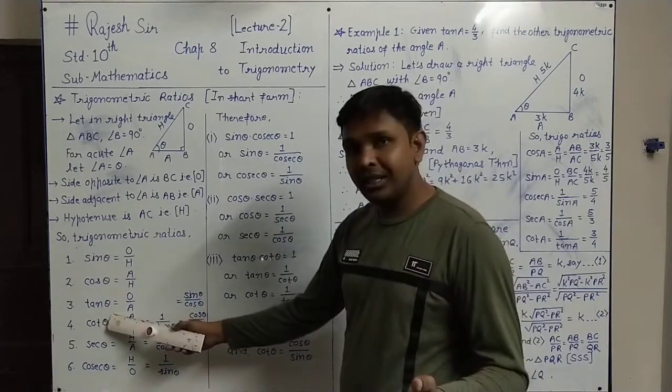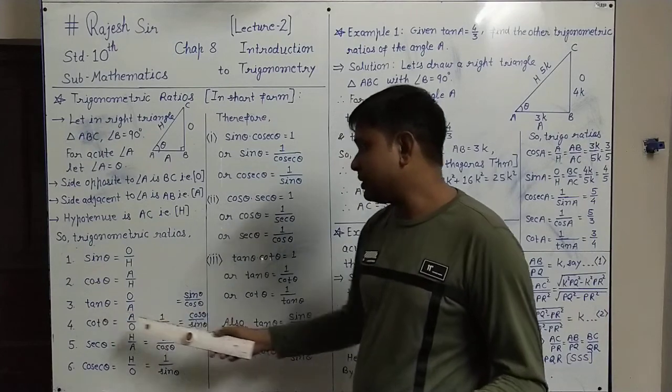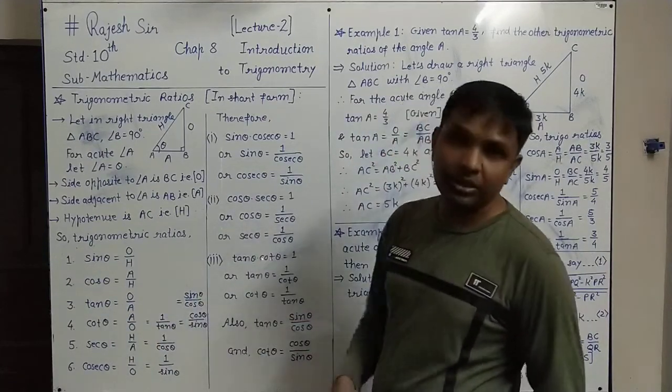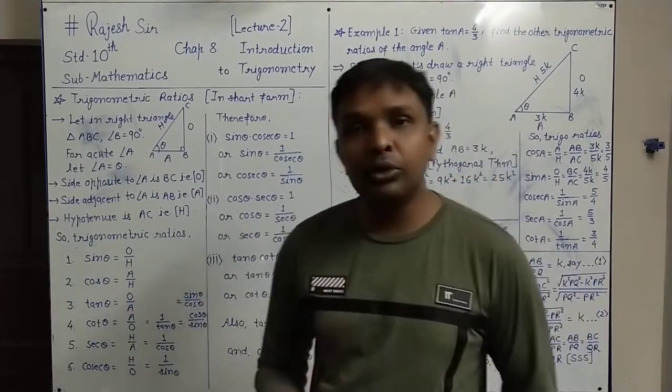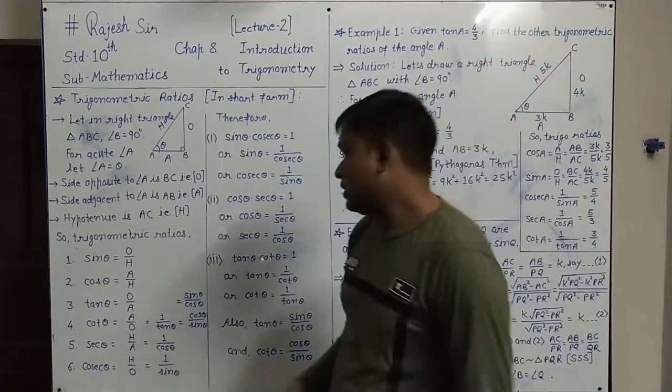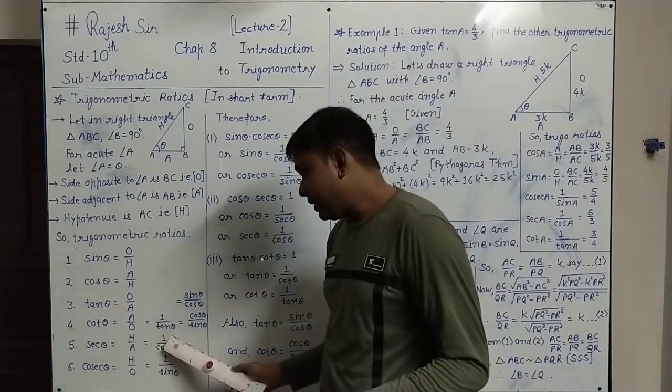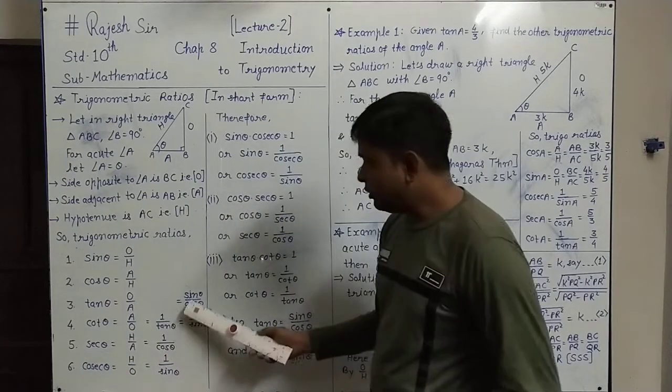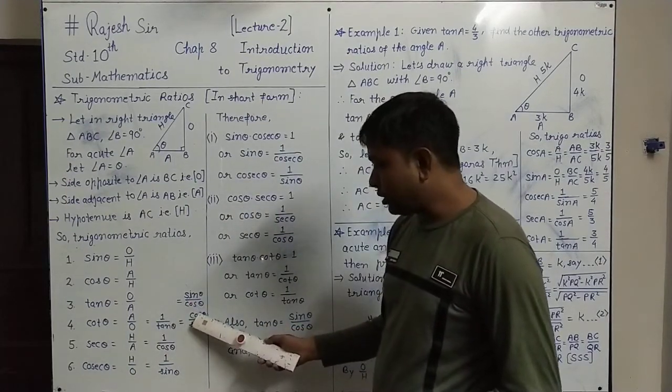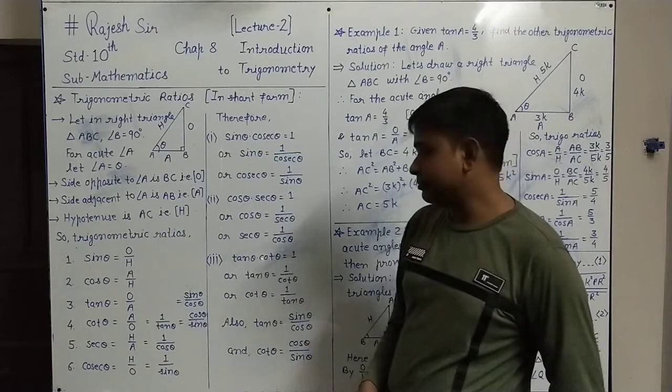In the last lecture, we have seen this also, that tan theta equals sin theta upon cos theta. And as cot theta is 1 upon tan theta, cot theta will be the inverse of sin theta upon cos theta, which is cos theta upon sin theta.